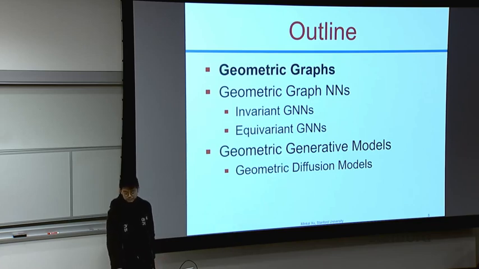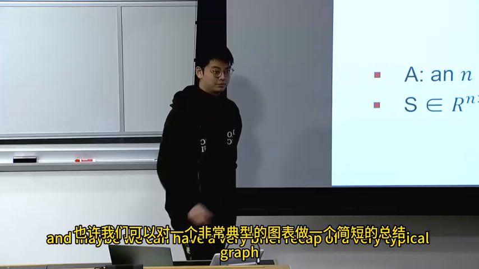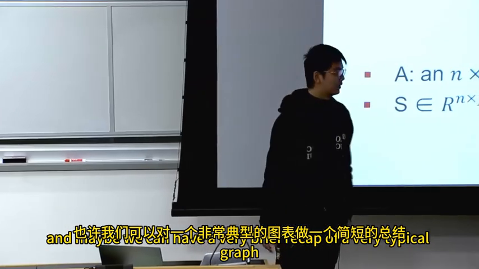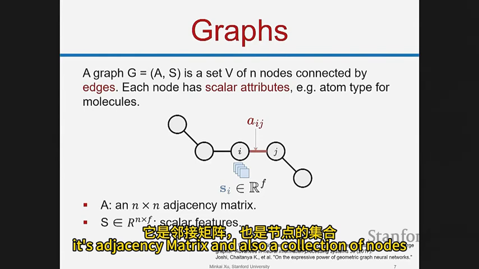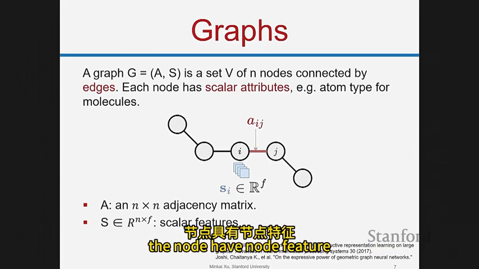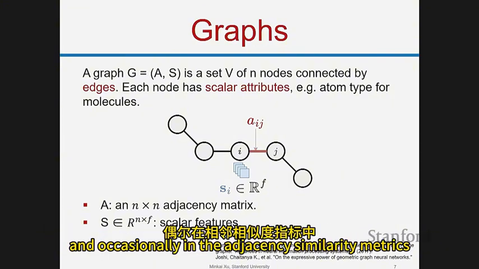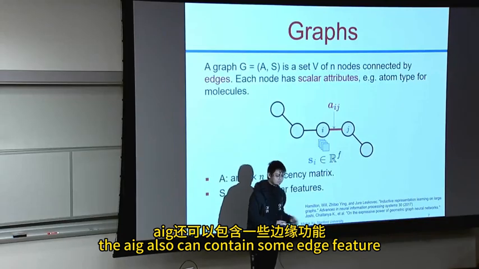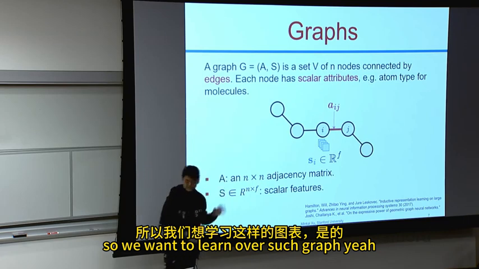Okay, so the first part will be geometric graph, and maybe we can have a very brief recap of a very typical graph. So what is a graph? I think you have learned it for the whole quarter. It's an adjacency matrix and also a collection of nodes. The nodes have node features, and they are defined by some connection of the adjacency matrix. And occasionally, the adjacency matrix also can contain some edge features, so we want to learn over such a graph. Yeah, very typical thing.